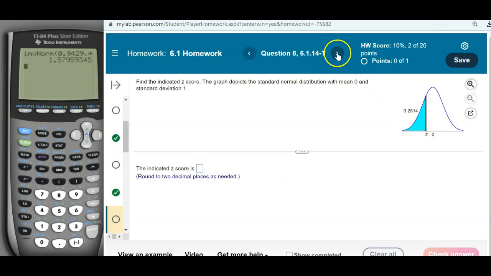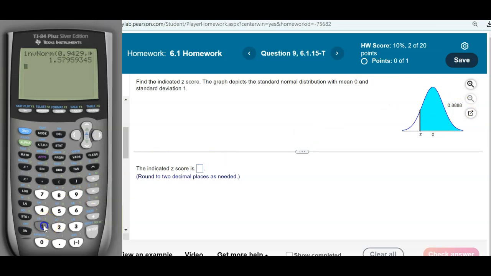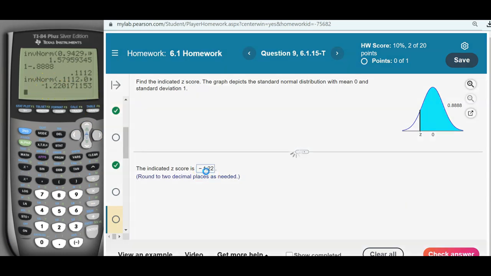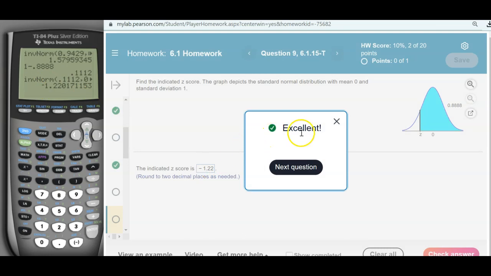Now, when you do these problems, it has to be the area to the left. So that one is still area to the left. I'm going to do another one this time, though, that has the area to the right. And so in a case like this, what I have to do is subtract the area that's to the right from 1, and that 0.1112 is this little white area down here that's to the left, because I have to use area to the left when I use the inverse normal. So 0.1112 was that 1 minus the area we're given. All right, and I get negative 1.22, so I type that in there. That's my value that has that area to the right of it.